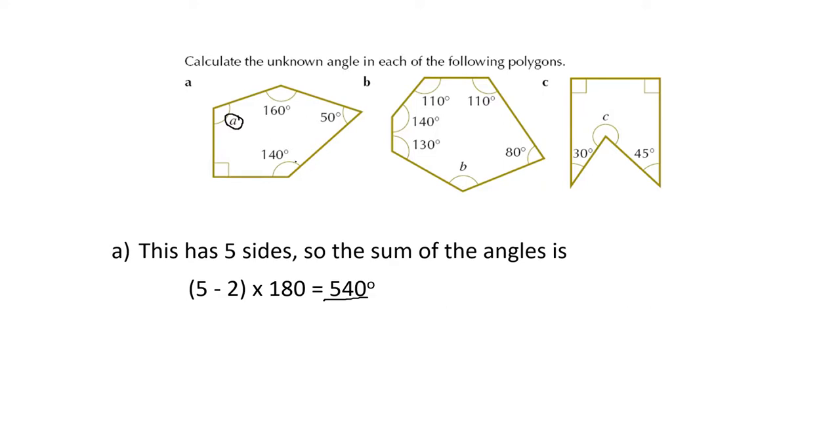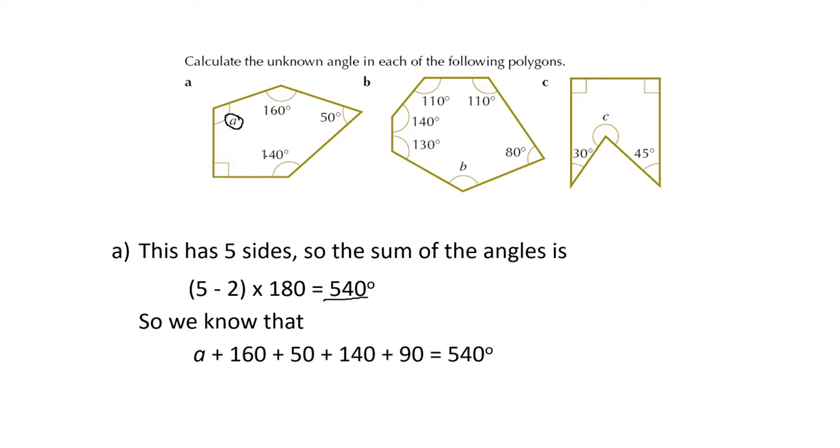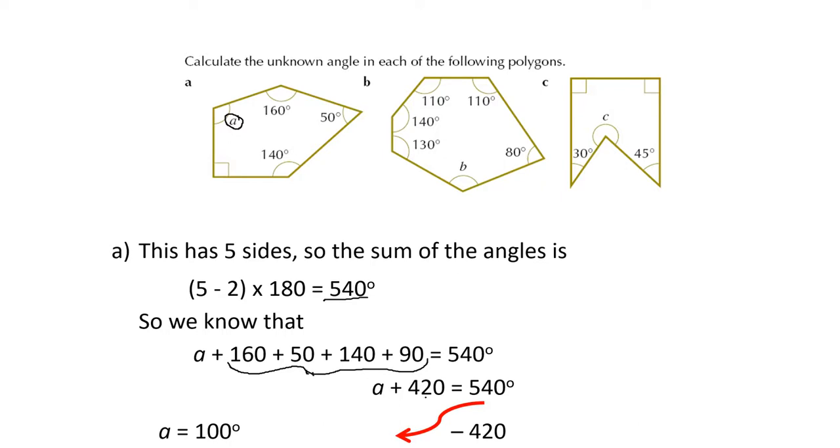I then know 4 of my interior angles. All 5 angles added together are going to give me 540. So I can add 160, 50, 140 and 90 and subtract it from 540, giving me an answer of 100 degrees. These 4 angles added together give me 420. I then do 540 subtract 420, which gives me a value of 100 degrees for A. So I know A is equal to 100 degrees.